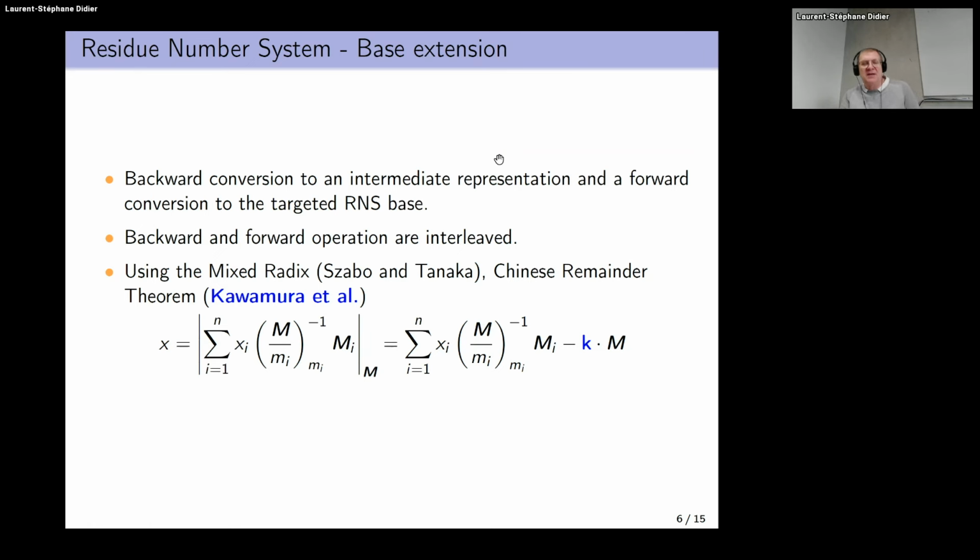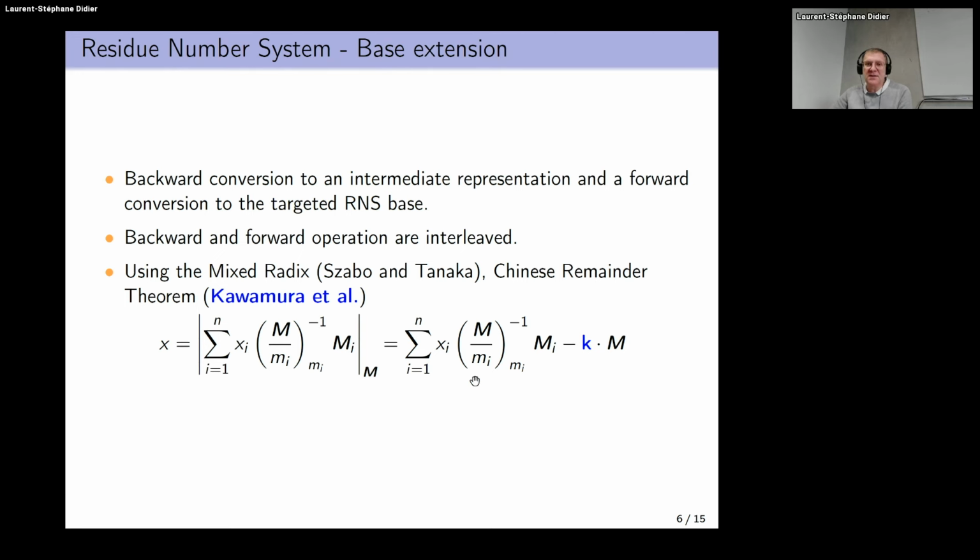So how do we perform base extension? The classical approach is to compute a conversion to an intermediate representation, and the forward conversion to go back in RNS system in the targeted destination base. So these operations can be interleaved and parallelized in some way. So the two approaches in the literature, you have the proposition of Szabo and Tanaka, which is quite old, using mixed radix representation, or the other way is to take advantage of the Chinese remainder theorem, and Kawamura et al. propose an approach to compute efficiently this formula, and we compute the moduli of the destination base.